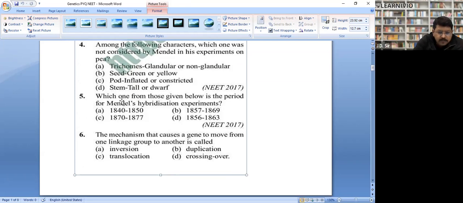Again, a 2017 question. Which one of these given below is the period of Mendel's hybridization experiment? Which one of these? I am going to give you a clue. Mendel died in 1900 itself, and the Mendelian discoveries were rediscovered by Tschermak, Karl Correns, and Hugo de Vries in 1904.